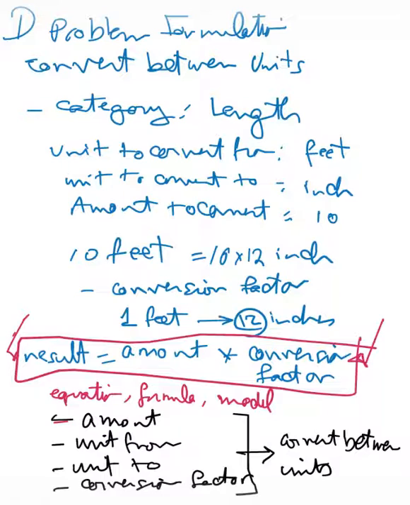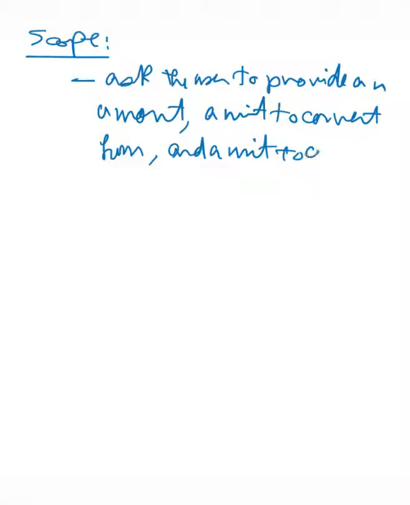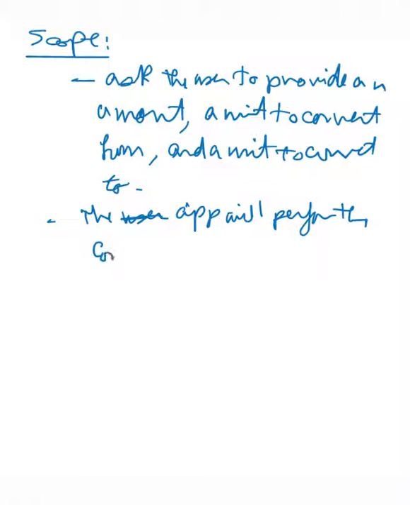So if you want to then go ahead and define the scope, the big outcome of the first step in the app development process is defining the scope of the app. So here the app will ask the user to provide an amount to convert, a unit to convert from, and a unit to convert to. The app will then perform the conversion and display the result to the user.